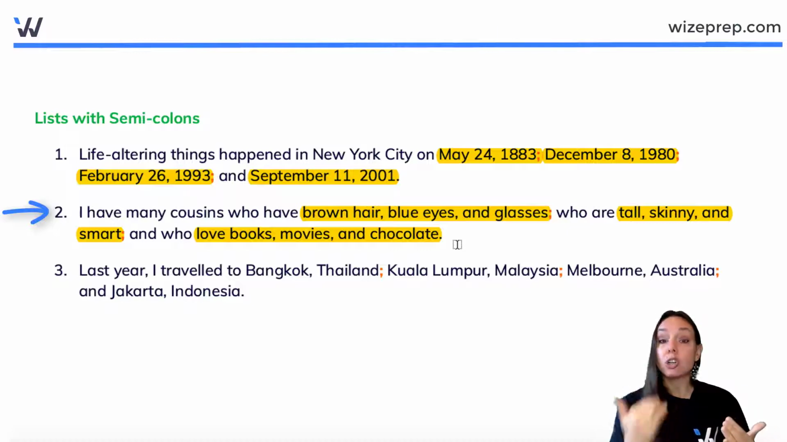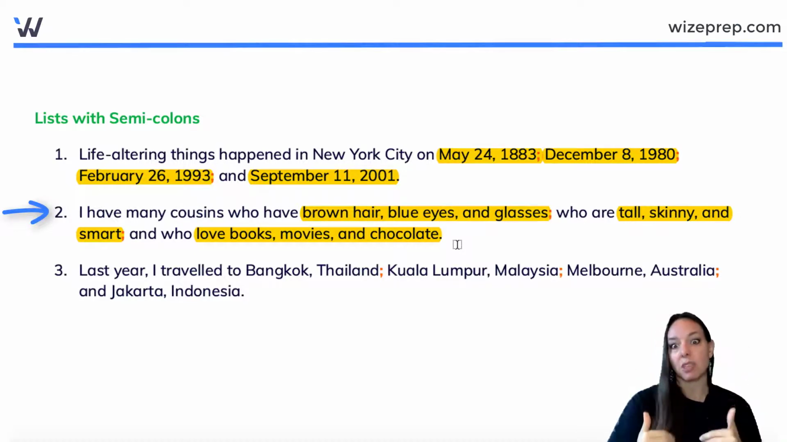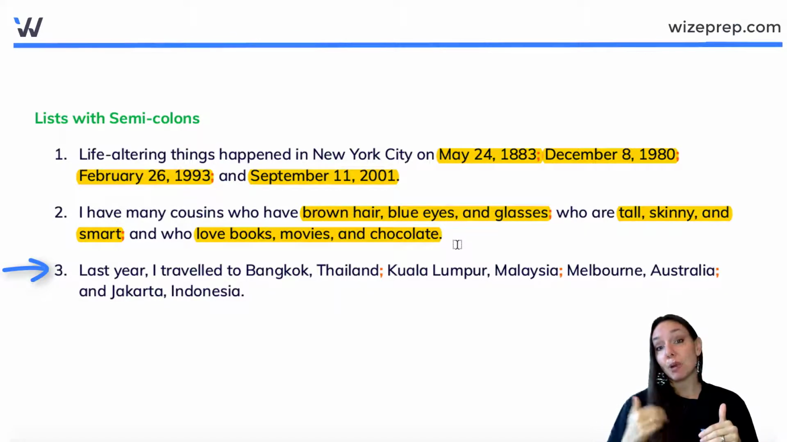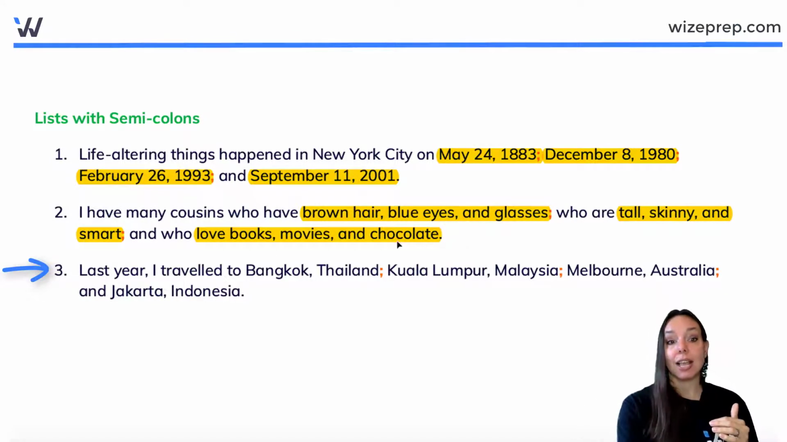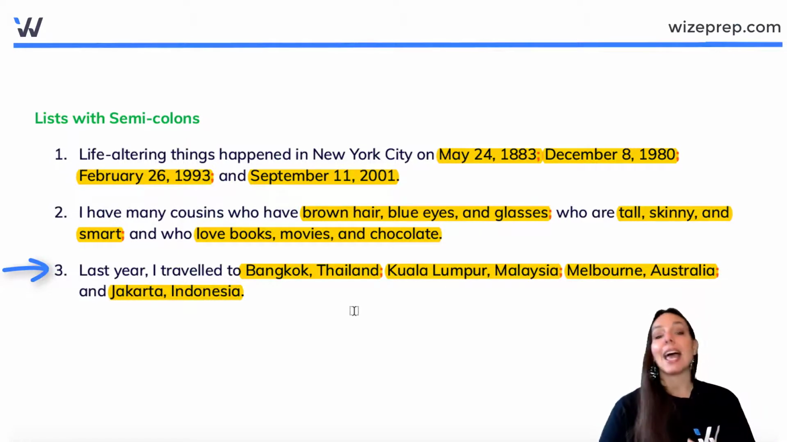Another type of list where there's often commas within: the first one, there's commas within because there's dates. The second one, there's commas within because it's a list within a list. And the third one, which we'll run into commonly, is separating items in a list where it's location. Last year, I traveled to Bangkok, Thailand, so city, country; Kuala Lumpur, Malaysia, city, country; Melbourne, Australia, city, country; and Jakarta, Indonesia, city, country. And that is actually true, not last year, 2019, I did go to all of those cities and countries.